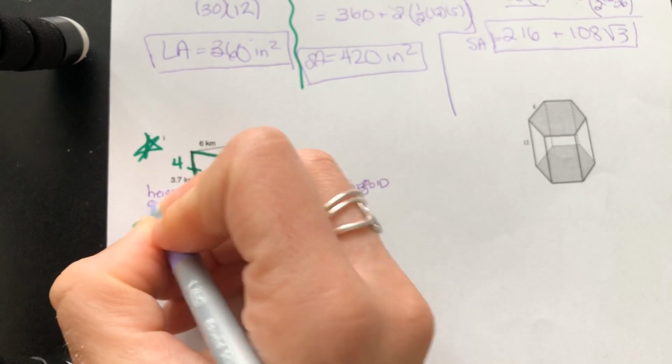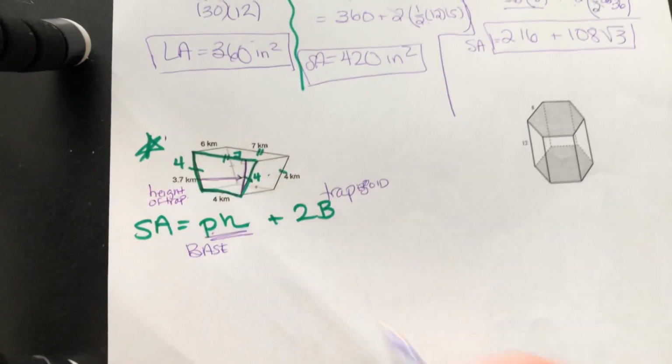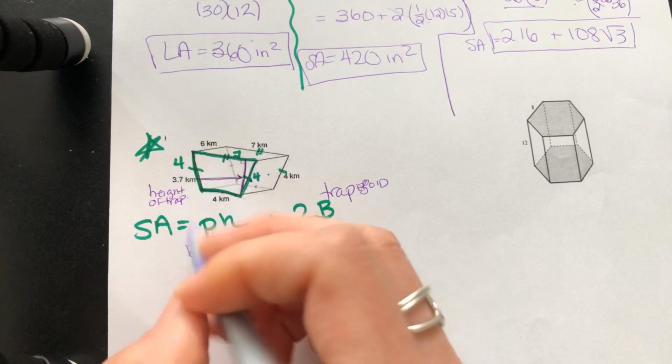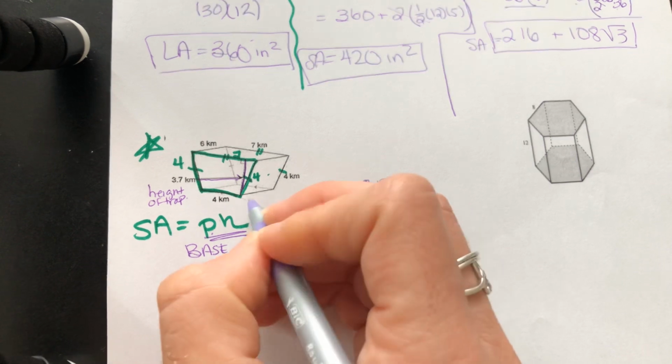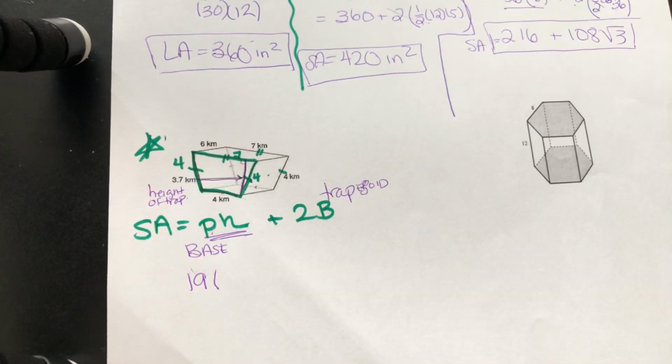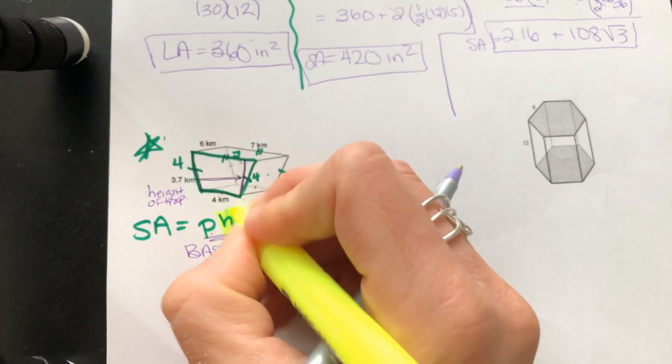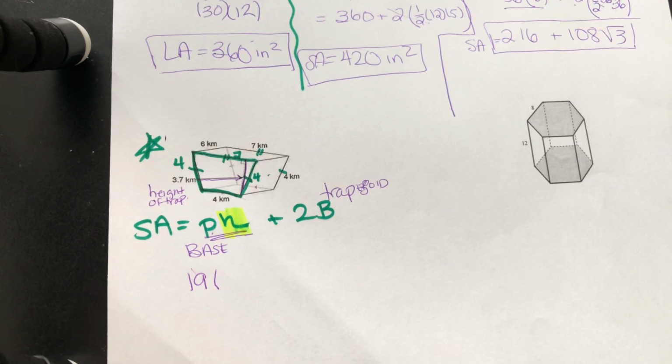When you add them all around, you get 19 times the height of the prism. This is where people will make this mistake. It's the height of the prism. The height of the prism is what connects the two faces.